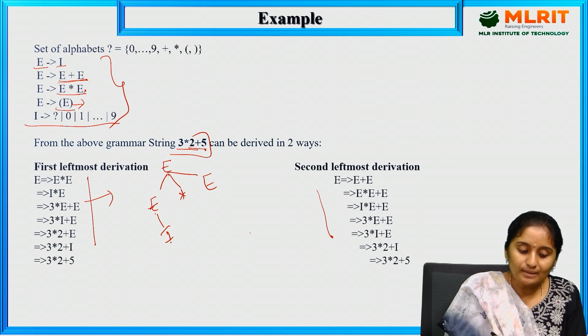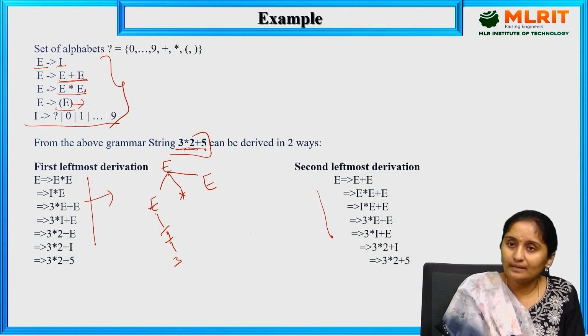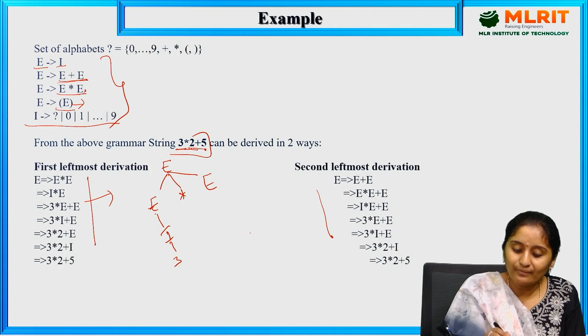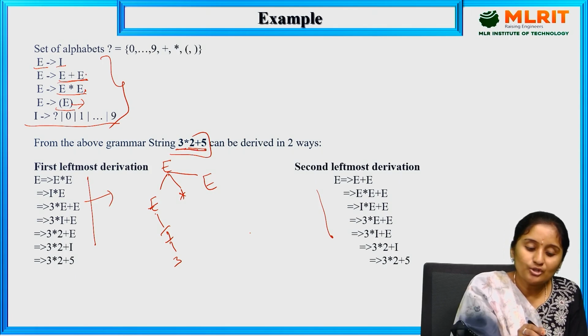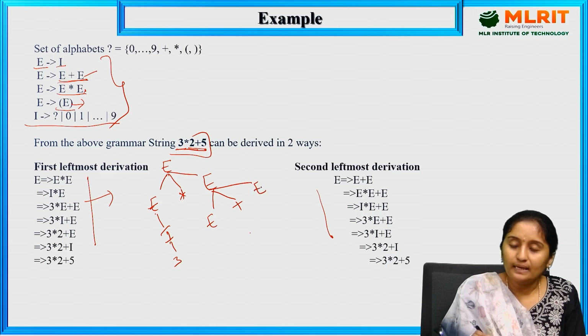So I is nothing but what it is having here, 3. So it is replaced with 3. 3 star. It's completed till 3 star. The next one I have is the plus operator, so I should replace it compulsorily with E plus E. I should not replace with E star E.